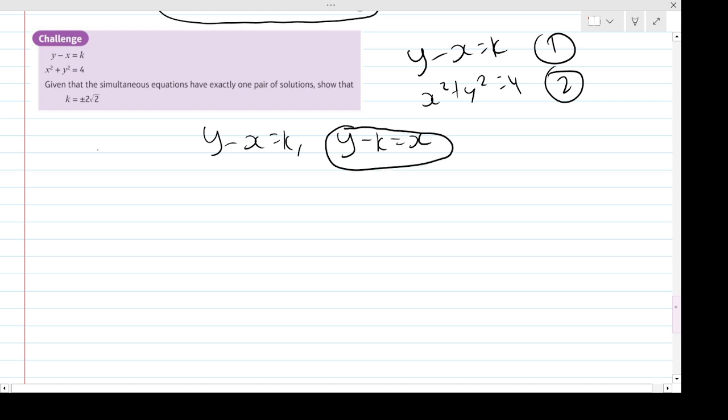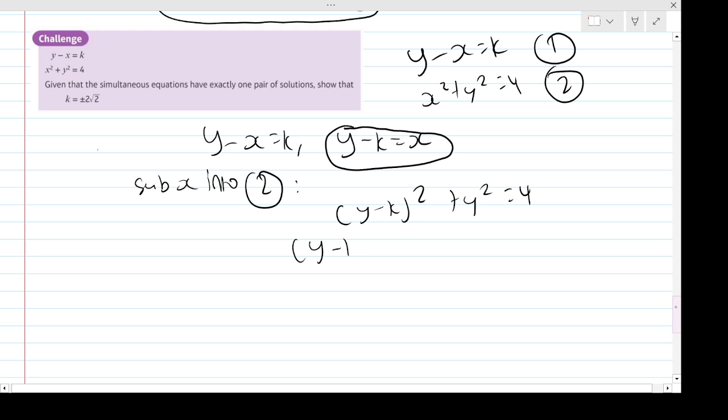Well, I'm going to put that into the second equation. So I'm going to sub x into equation 2 to get, well, x squared would be y minus k squared plus y squared is equal to 4. So now I get a quadratic for y, and it has k, but k, remember, is just a number. It's not x or y, so we don't really mind. So it's just y really. So let's expand this. So y minus k squared, remember, is y minus k times y minus k, you times it by itself, plus y squared is equal to 4.